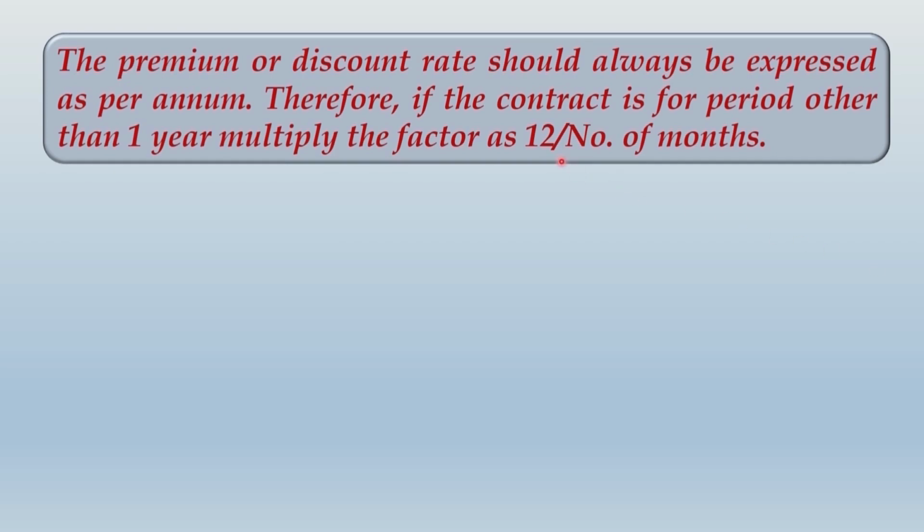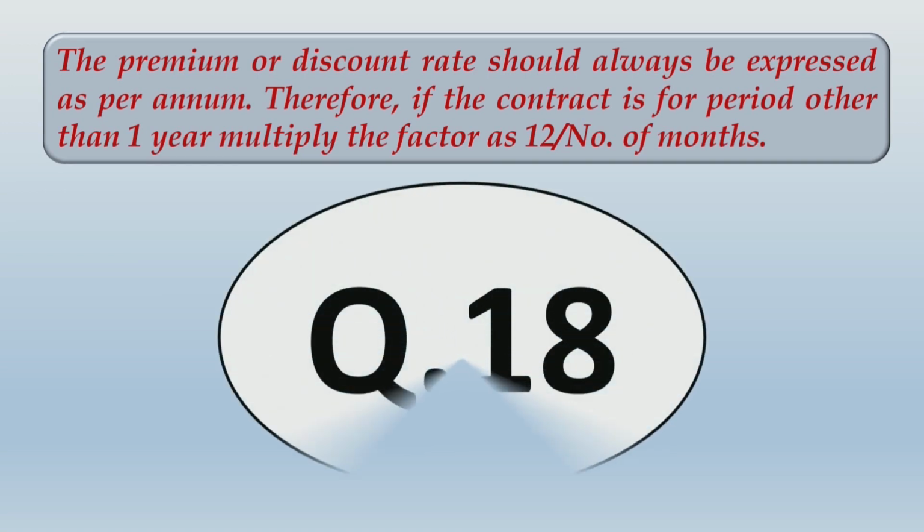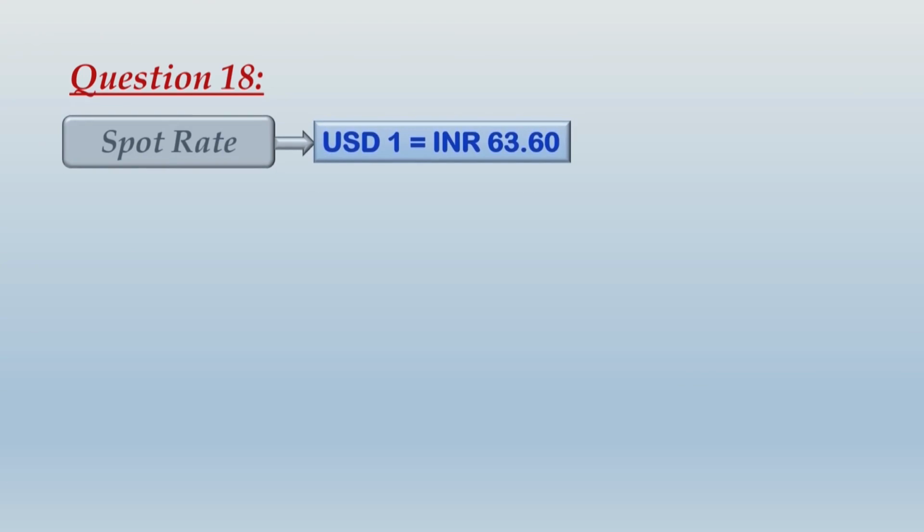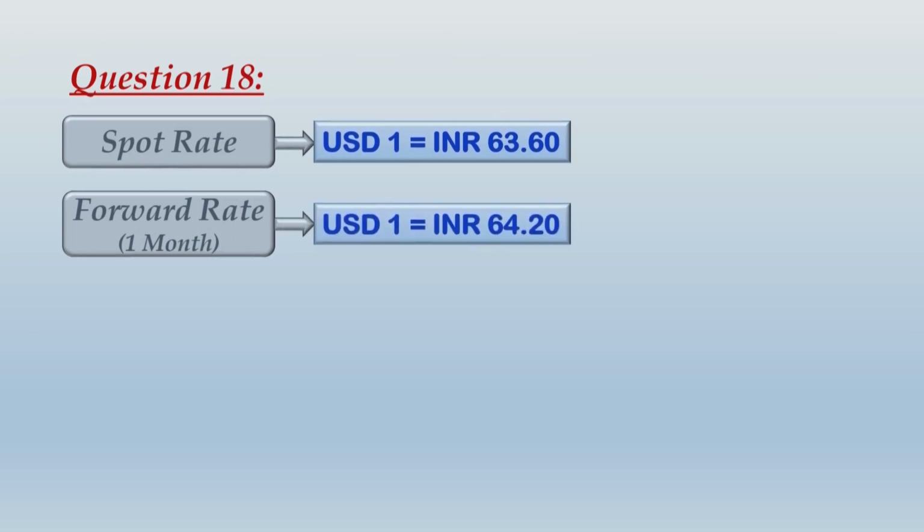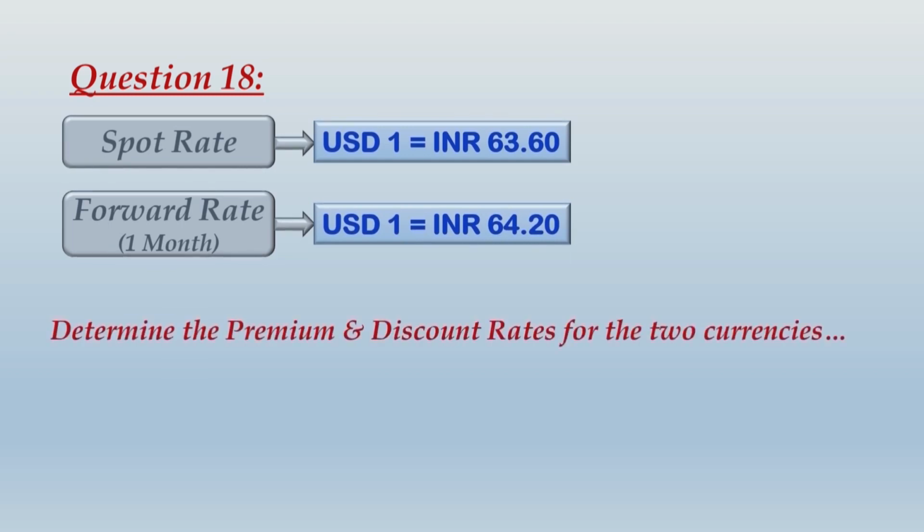And friends, of course, if it is given in number of days, you would take 365 divided by number of days. Let us learn how to apply this concept through an example given in question number 18. Let us read this question. Spot rate is given to you as USD 1 equals INR 63.60 and the forward rate for 1 month is given as USD 1 equals INR 64.20. Determine the premium and discount rates for the two currencies. This is the requirement in the question.